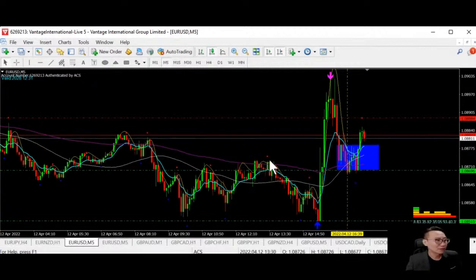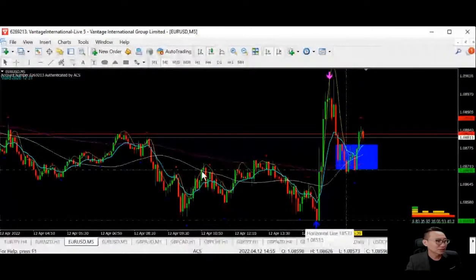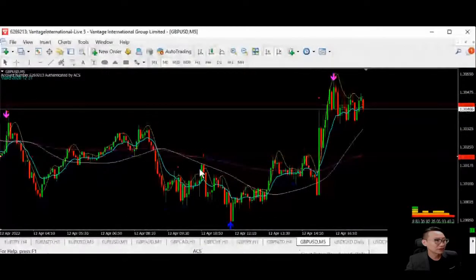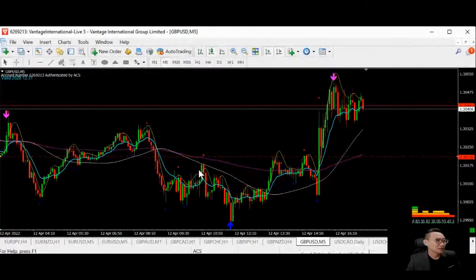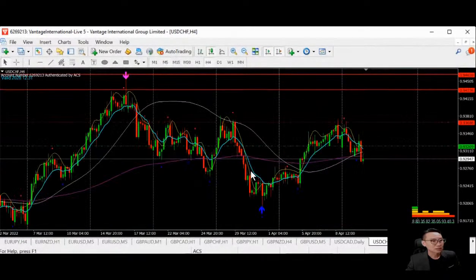So while waiting for this euro dollar, let's take a look at pound dollar. Well, it's almost the same. All right, so dollar CAD.